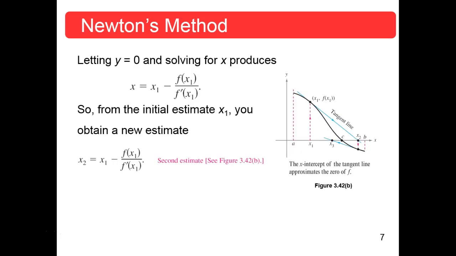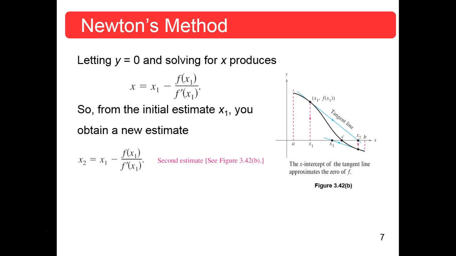So from the initial estimate, x1, you obtain a new estimate. This will be your x2. Find your f of x2. And then your x3 is going to be x2 minus f of x2 over f prime of x2. Get your f prime here. So there you have x2 is x1 minus this. That gives you your x2 that was here. Do that again, and you'll go up here, find the f of x2, and do it.